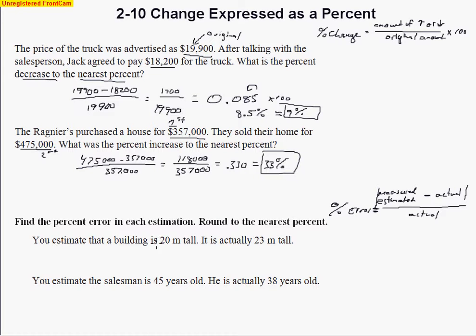You estimate that a building is 20 meters tall. What's the percent error if the actual is 23? Well, you're just subtracting the two numbers, 20 minus 23. Again, that's just negative 3, but again, we don't care about the negative sign. We just want the absolute value, the difference.